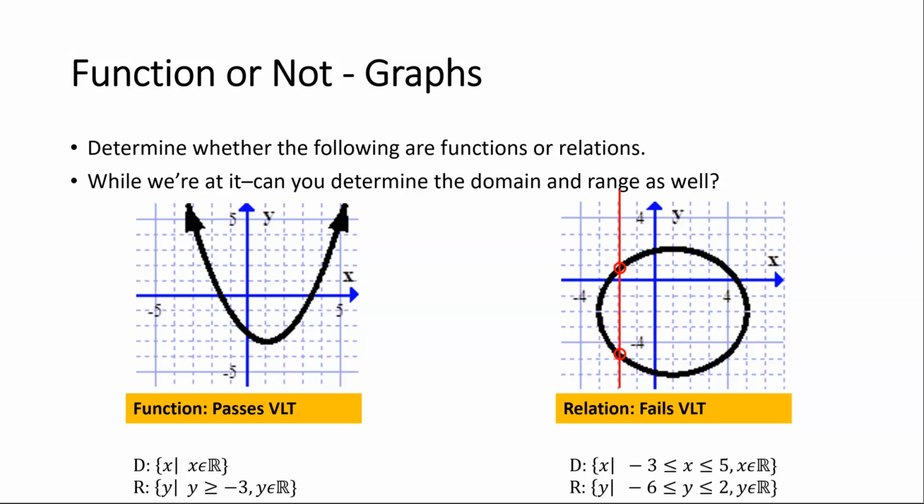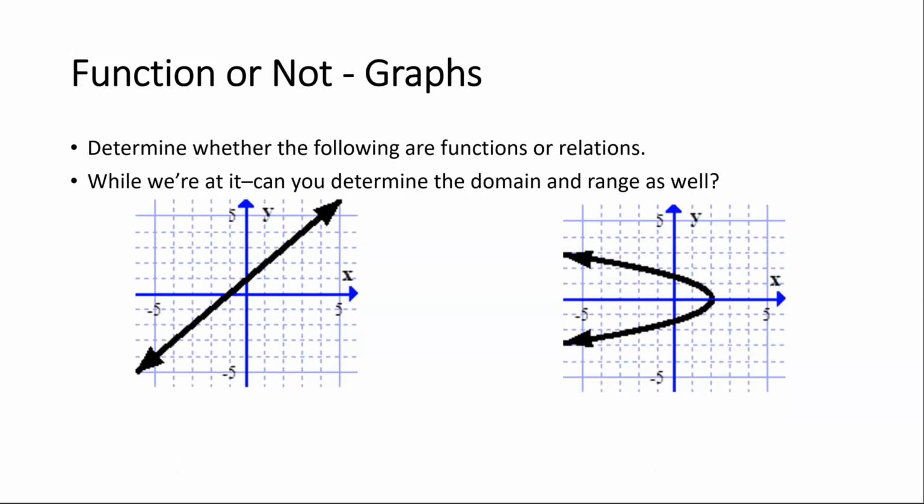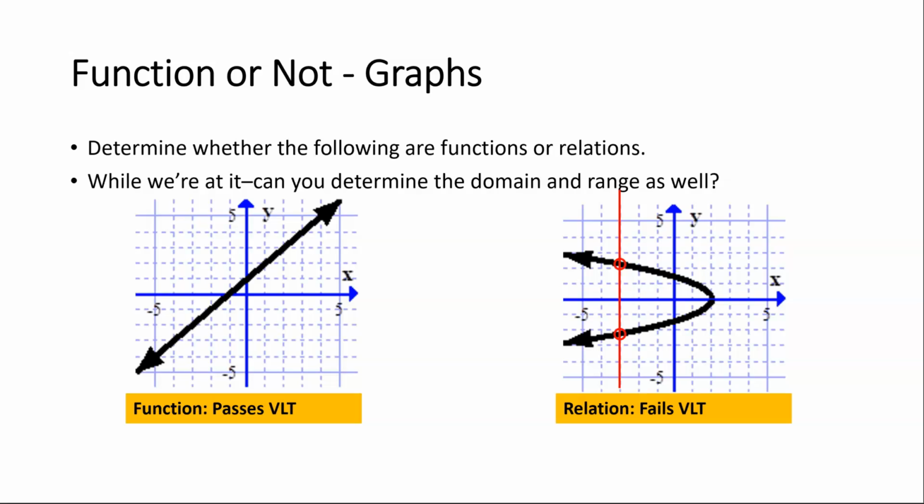Okay, for these two examples, graph on the left, again, with a bunch of vertical lines, those vertical lines would hit the graph only once. So that passes the VLT. It's a function. For the graph on the right, draw a vertical line anywhere, and you will hit the graph twice. So you failed the vertical line test, therefore it's a relation. As far as domain and range, there they are.